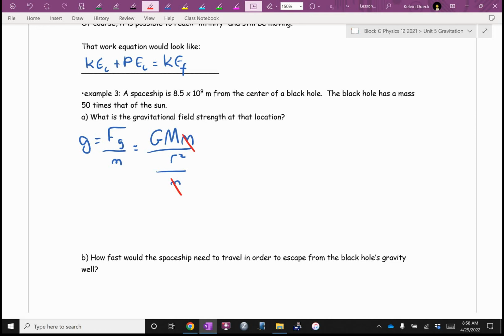What is it near this black hole? What is it on the surface of the Earth? You all know this. 9.8 newtons per kilogram, which is why we accelerate at 9.8 meters per second squared. What about near this black hole? Let's find out.